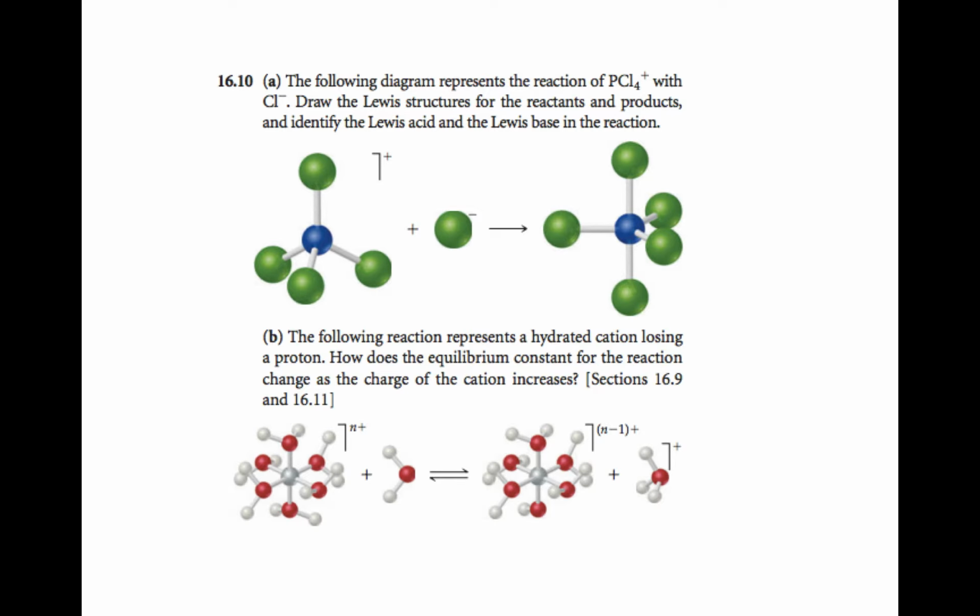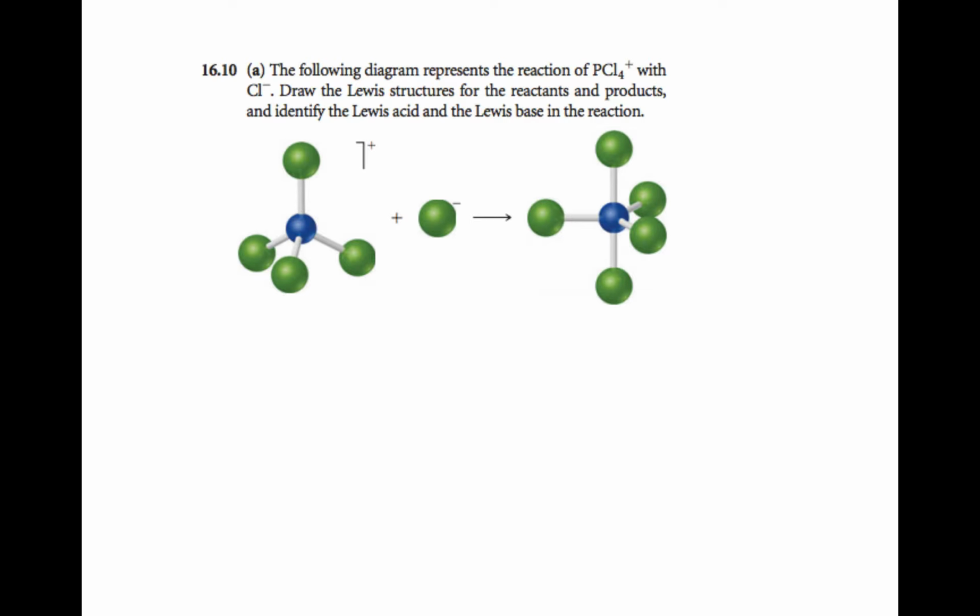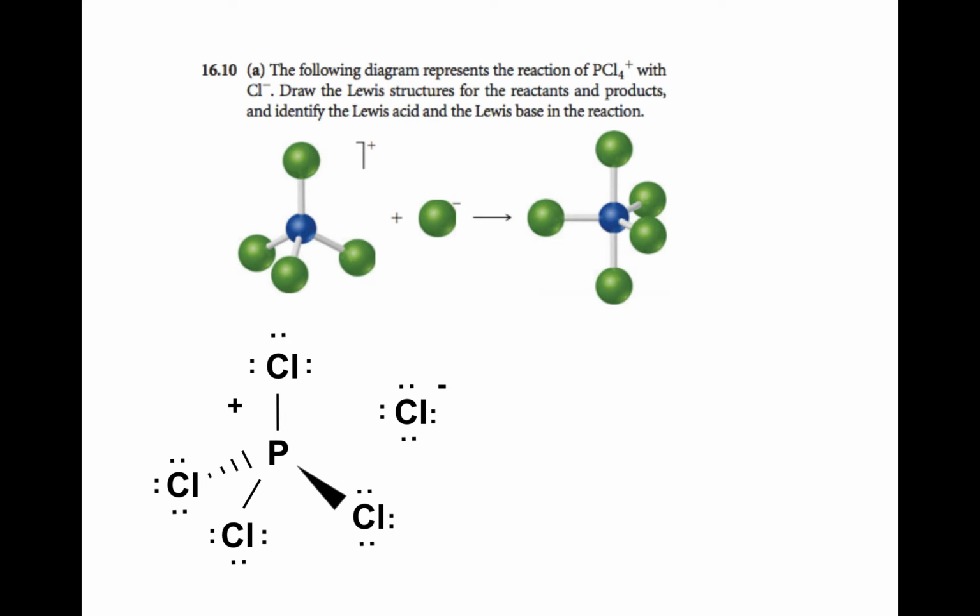Okay, so what's happening here is the anion is donating an electron pair to form a bond with the blue ball in the center. So the chloride is going to donate an electron pair. That makes it the Lewis base. The phosphorus in the cation here is going to act as the electron pair acceptor. That makes it the Lewis acid.